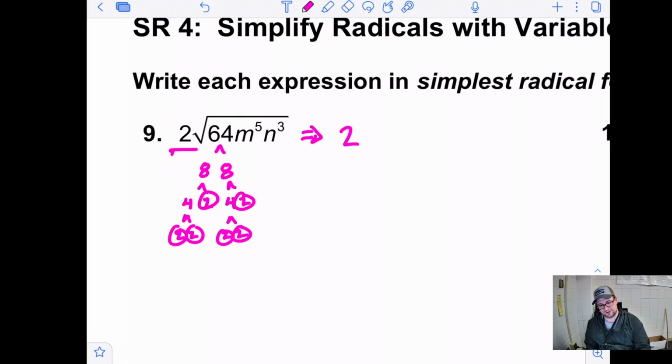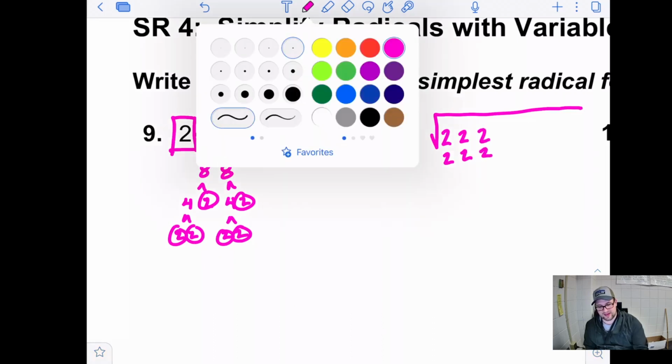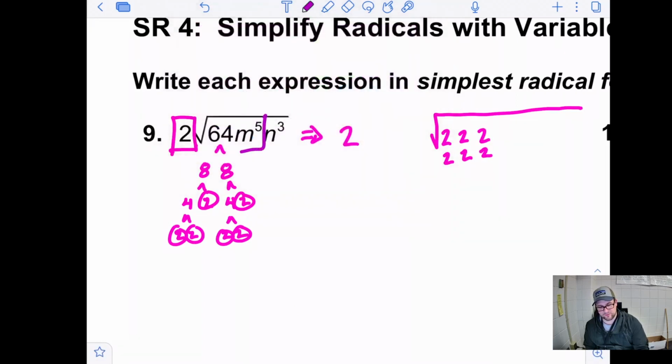So here's the 2 that was already on the outside. Here's the space I'm going to leave, and there's my square root. So now I'm going to have 6 2's. Now I know space is going to be a little condensed here, so one trick you can use is to kind of stack them 2 on top of each other. There's my 6 2's. I also see that I have 5 m's over here to consider.